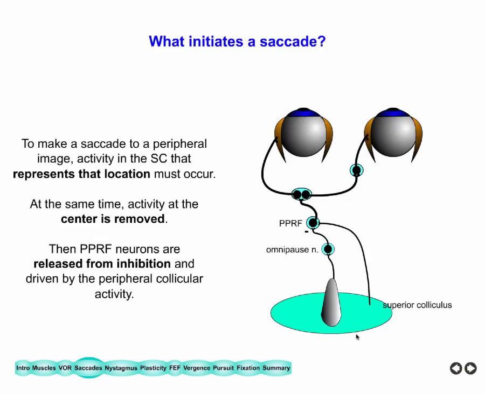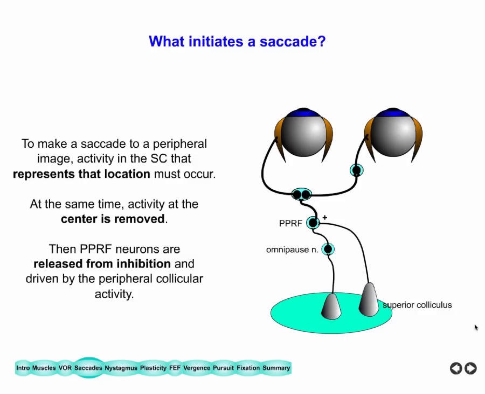So here we can see this happening. You get an event, something interesting happening in your peripheral superior colliculus. That creates a hill of activity building up. And as this builds up, this hill is removed. When this hill is removed, then this signal to the PPRF is allowed to pass, and it produces that burst in the saccade.